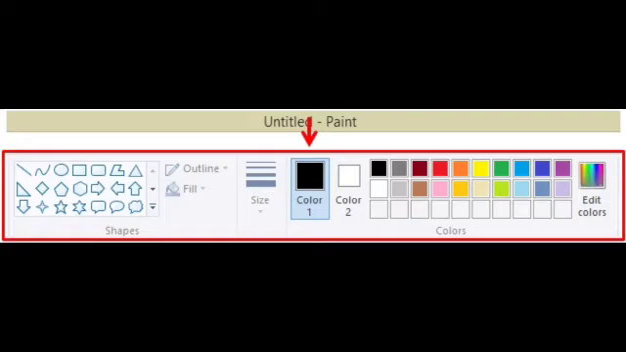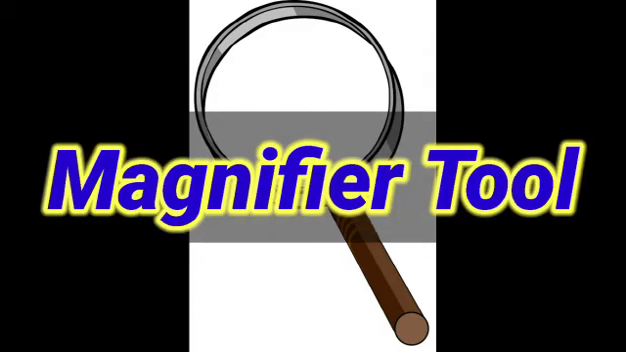Let us see the first one, the magnifier tool. The magnifier tool is used to get a closer view of an image. To use the magnifier tool, we have to first click on the Home tab, then select the magnifier tool, then left click the mouse button to zoom in on an image and right click to zoom out.